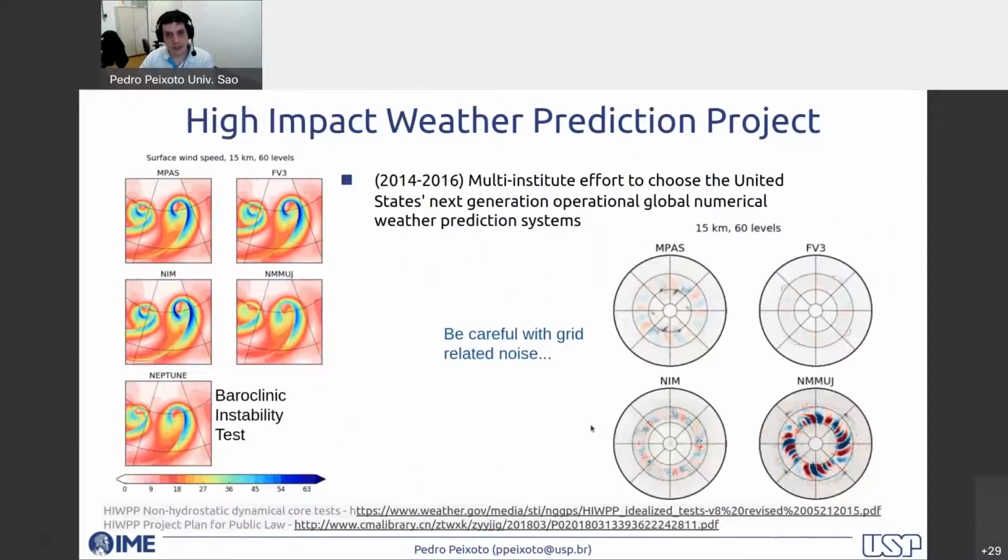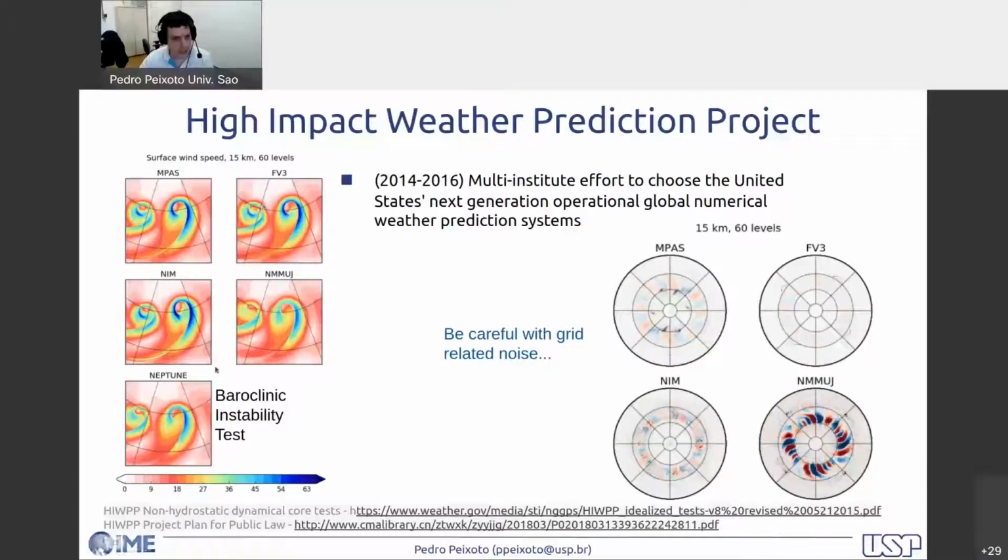Okay, so now let's take a look a little bit at the history of MPAS over the past few years. In 2014-16, there was this High Impact Weather Prediction Project, which made an assessment of the future operational weather forecast for the USA. They picked 5 models and tested all of them. One of them was MPAS, the other was FV3, which became the operational model.